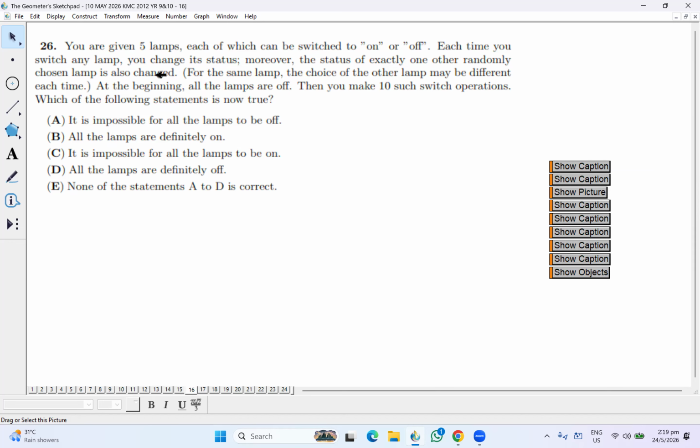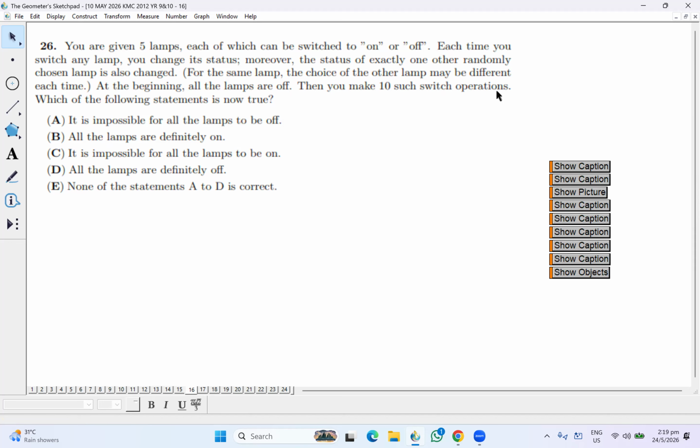So for the same lamp, the choice of the other lamp may be different each time. Switch A, it may be B. The next time you switch A, it may be C. Maybe a different lamp each time. At the beginning, all lamps are off. Then you make 10 such switch operations. Which of the following statements is true?